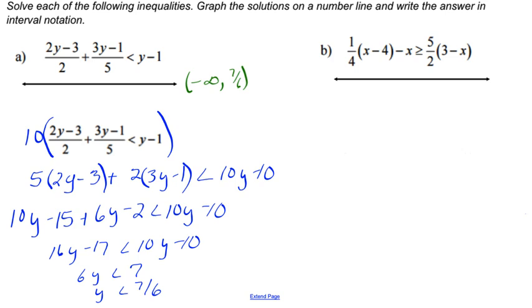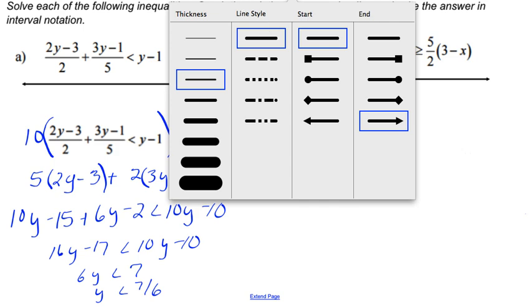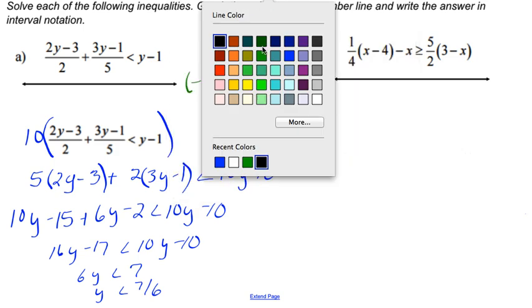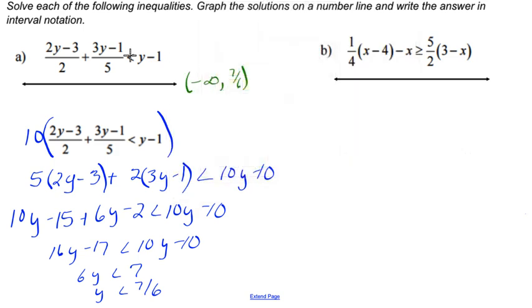And then we need to go ahead and graph our solution. So I'm going to go ahead and do that with you here. So we're going to have anything less than 7/6 that's going to go to the left. It does not include 7/6. So we need to make sure that that is an open dot right there, and we should label that as 7/6.